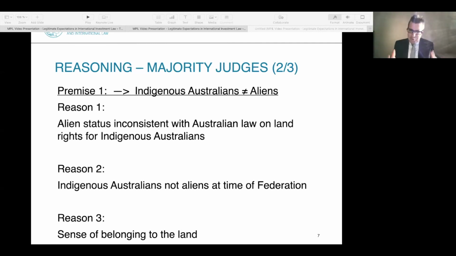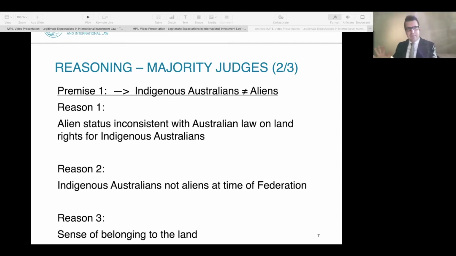Well, how did they build the proof for this reason? They said that in our role as the interpreters of the Constitution, we have to first understand the ordinary meaning of the word alien. The ordinary meaning of the word alien is this: someone who does not belong.